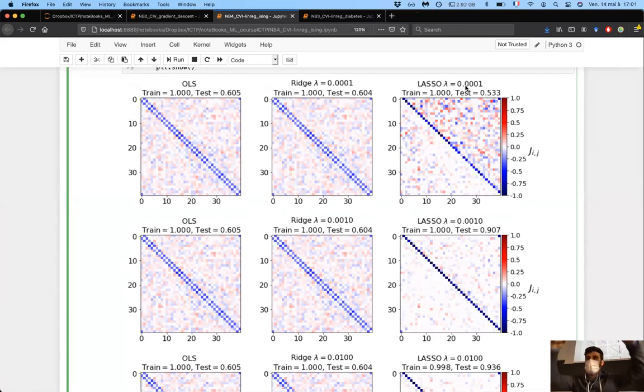As we go down, we are changing the penalization for lasso and ridge, while on the left, nothing changed. It's always the same least square estimator. What do you expect? Which one will be the best? And you have an argument for that.